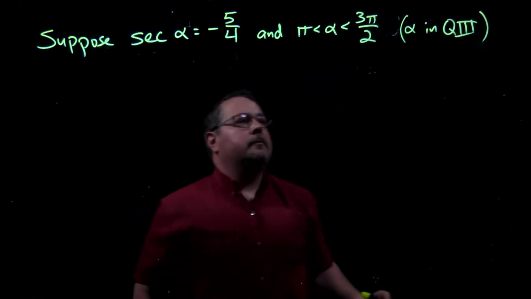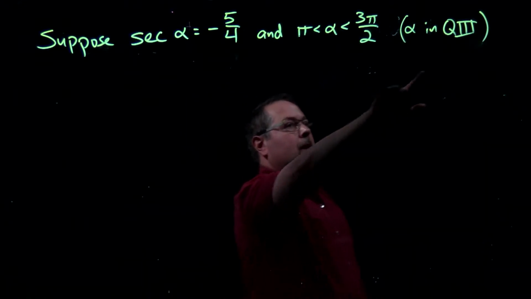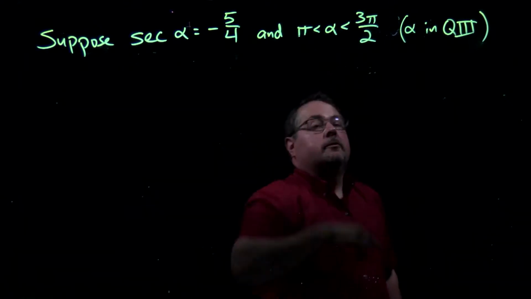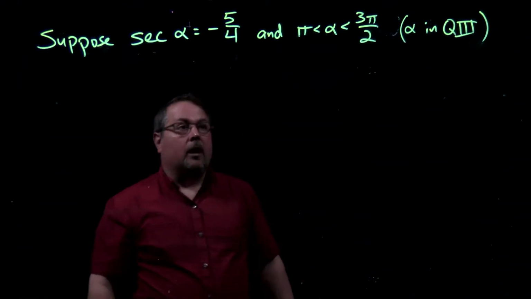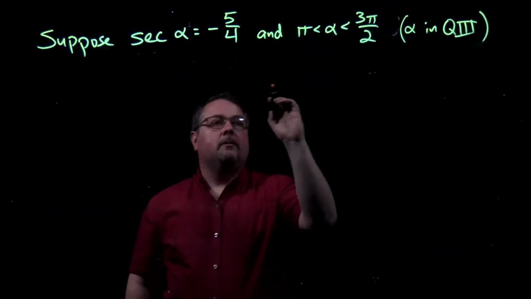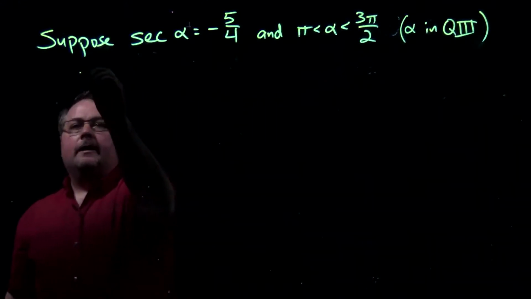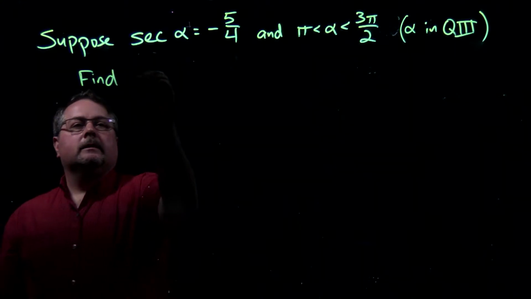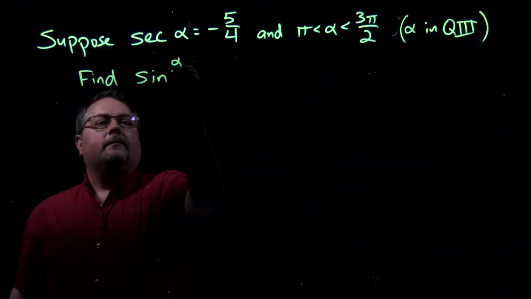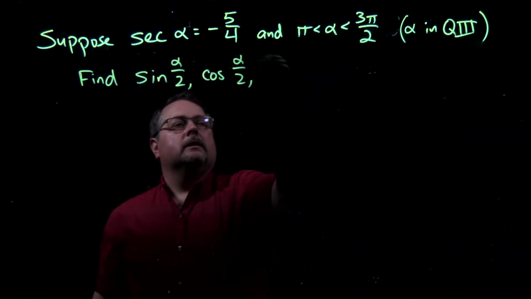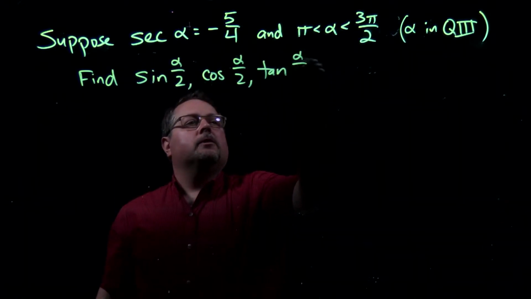Okay, so it's important to be able to, if you're given a problem where you're given the quadrant of an angle, be able to express that angle as an inequality. So again, quadrant 3 means we're between pi and 3 pi over 2. Okay, so now we want to find the sine of alpha over 2, the cosine of alpha over 2, and the tangent of alpha over 2.